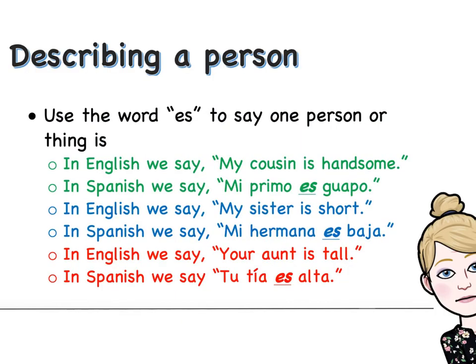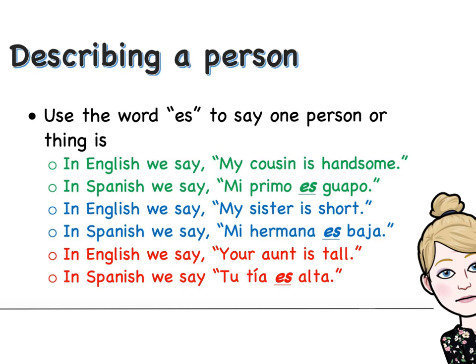Now, on to the sentences. If you want to write a sentence or say something about a person or thing using an adjective, one strategy is to use the word es. Es means is. So you use it just like you use is in English. In English, we say, my cousin is handsome. In Spanish, we say, mi primo es guapo.